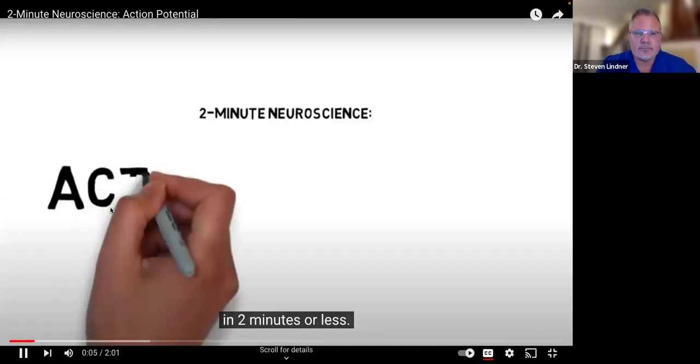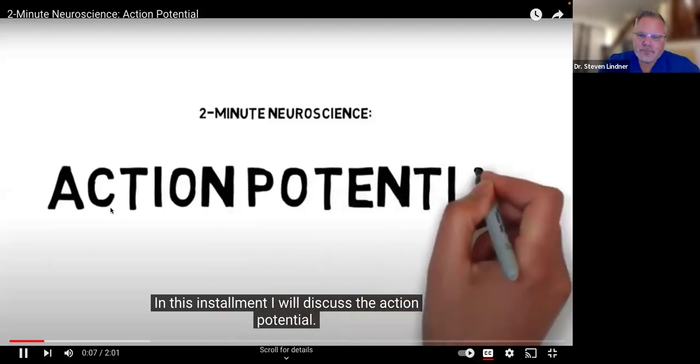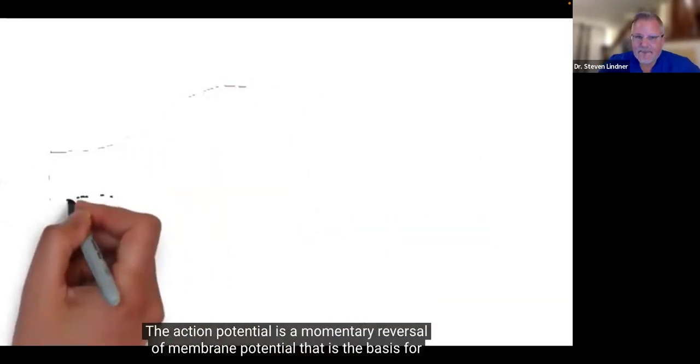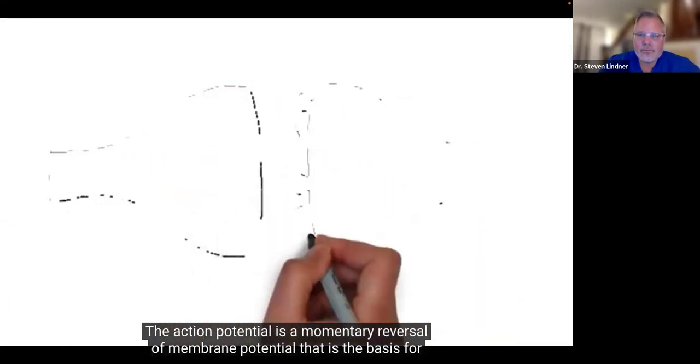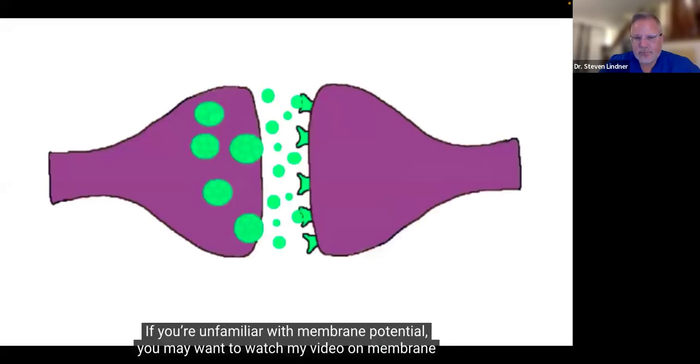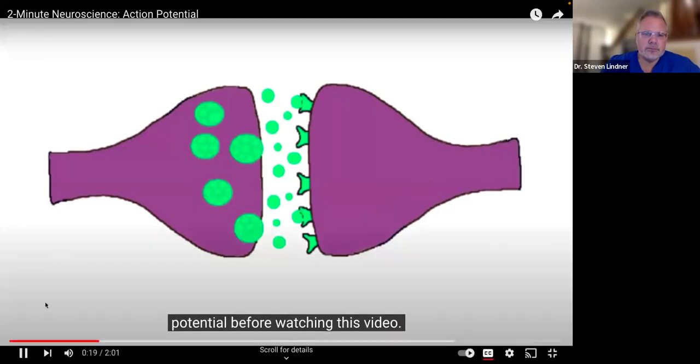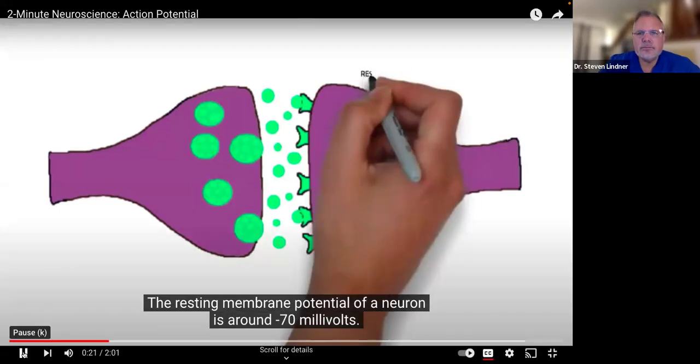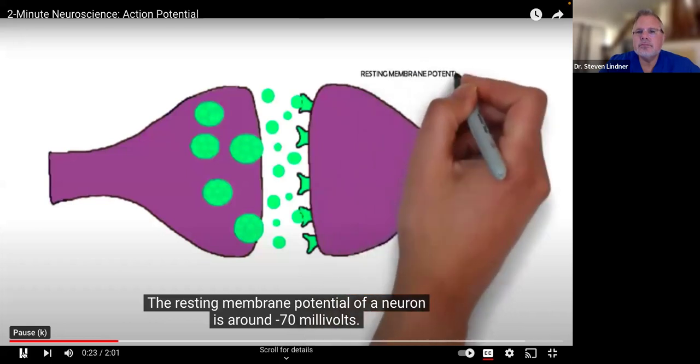In this installment, I will discuss the action potential. The action potential is a momentary reversal of membrane potential that is the basis for electrical signaling within neurons. If you're unfamiliar with membrane potential, you may want to watch my video on membrane potential before watching this video. The resting membrane potential of a neuron is around negative 70 millivolts.